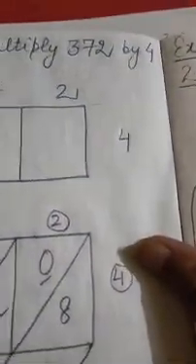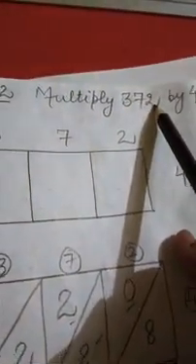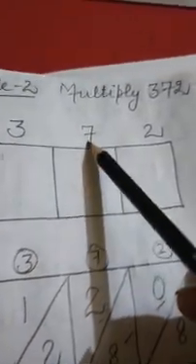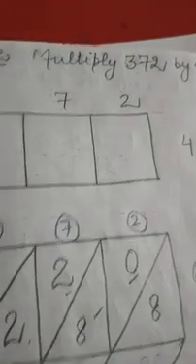Now see one more example of this method. Multiply 372 by 4. 372 has 3 digits, so we will draw 3 columns, and the multiplier has 1 digit, so 1 row will be drawn. Now what to do next? We will write the digits of the multiplicand, 3, 7 and 2, and it will be multiplied by 4, so 4 will be written here.